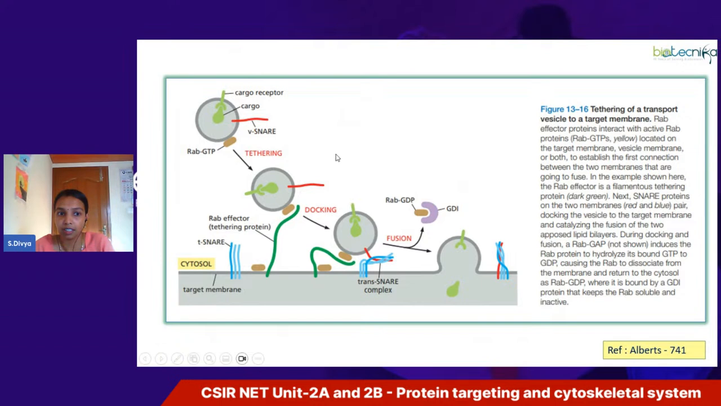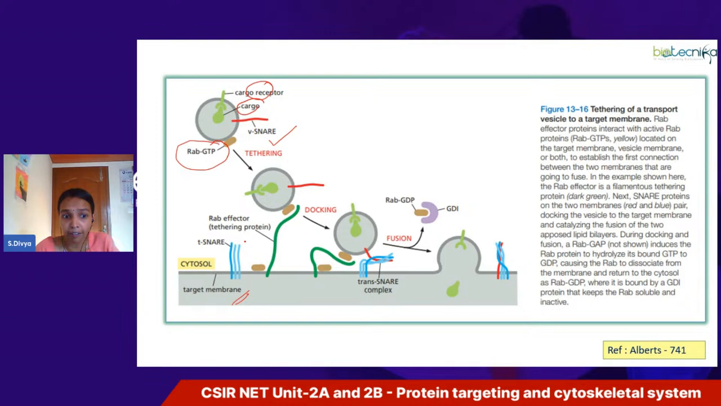If you see, this is your vesicle that contains the cargo and the receptor. You have v-SNARE proteins present. Of course, RAB GTP is also present. Then you have this vesicle combining with a target membrane. It could be any membrane, wherever the membrane fusion needs to take place. Correspondingly, you will have the t-SNARE protein and the RAB effector protein.